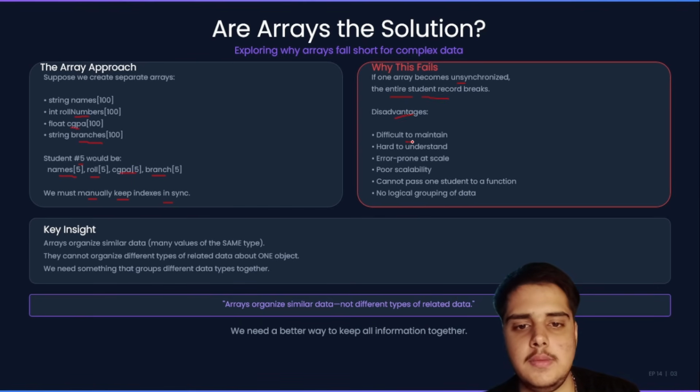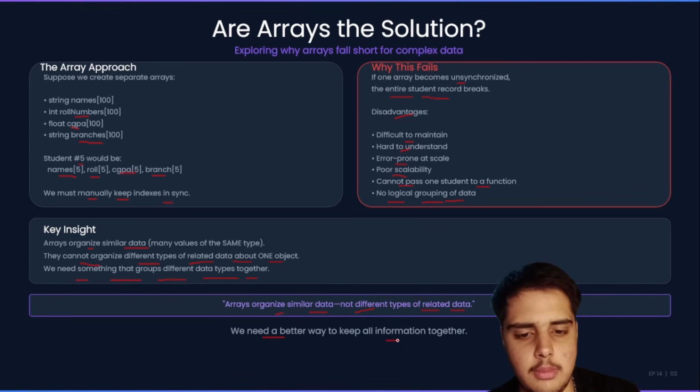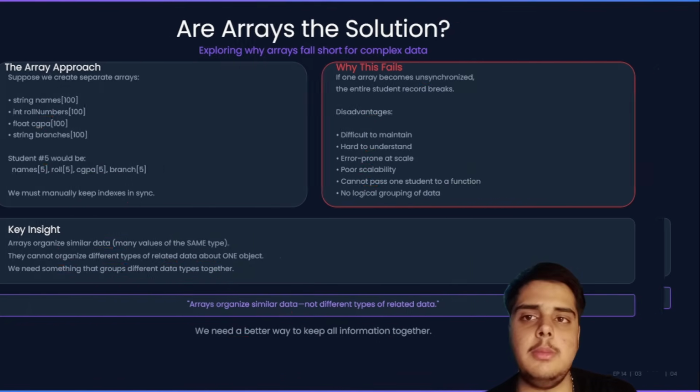Disadvantages here are: difficult to maintain, hard to understand, error prone, poor scalability, cannot pass one student to a function, and no logical grouping of data. So the key insight here is arrays organize similar data. They cannot organize different types of related data about one subject. So we need something that groups different data types together. We need a better way to keep all information together. So what will the solution be?